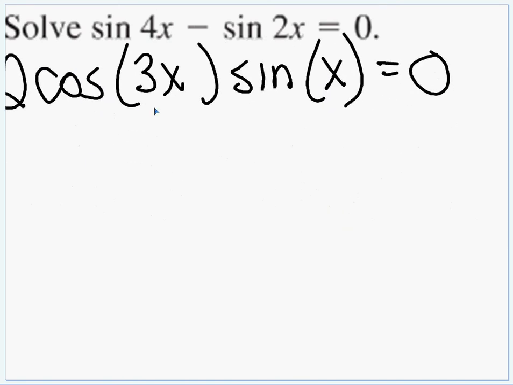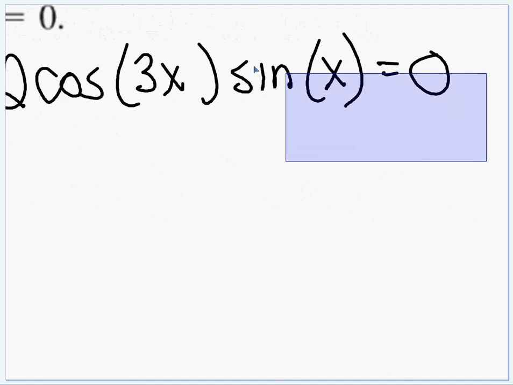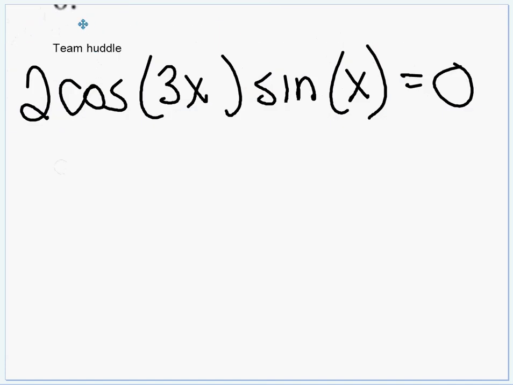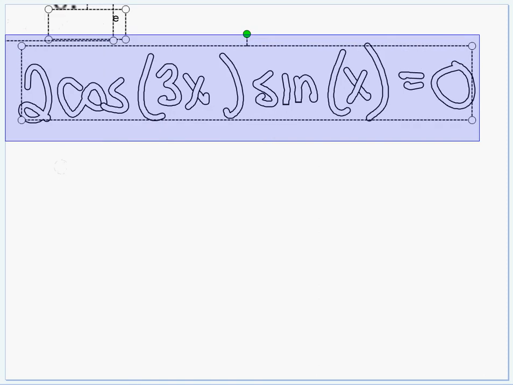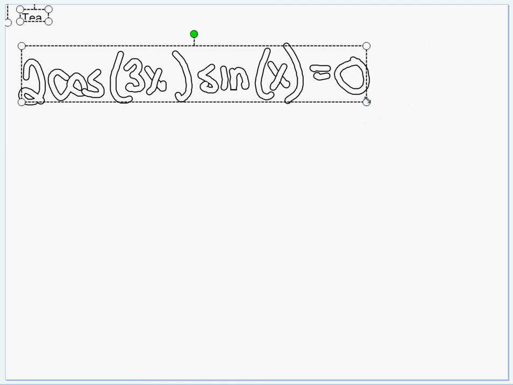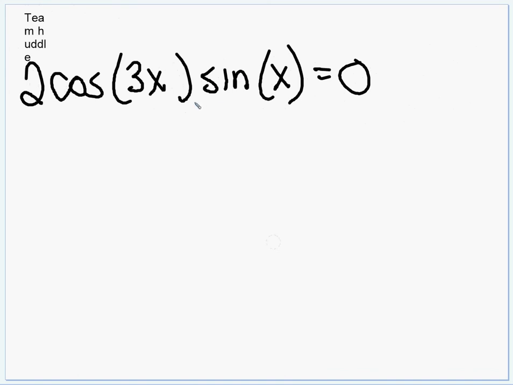Okay, just like in the example, we've got sort of an easy one here. So let's do the easy one first, sine x. If we set sine x equal to 0, you're going to get 0 plus 2 pi n and pi plus 2 pi n. So let's combine that: 0 plus pi n. Okay, that's the easy one. Now we could divide the 2 out, just like we did in the example. Now let's go to this one.